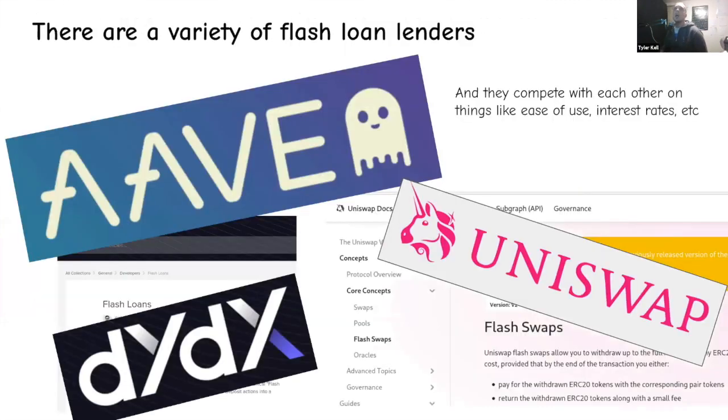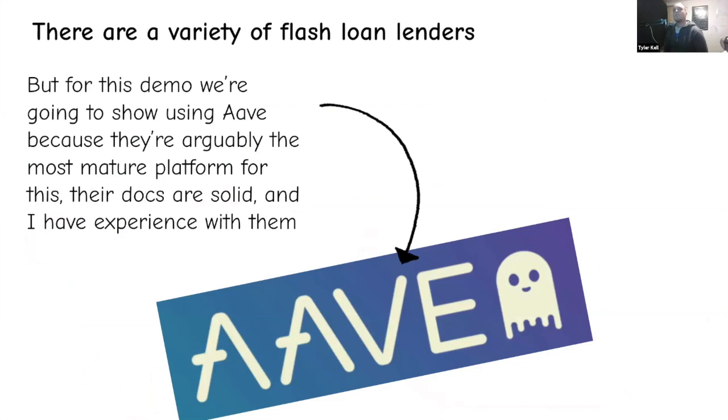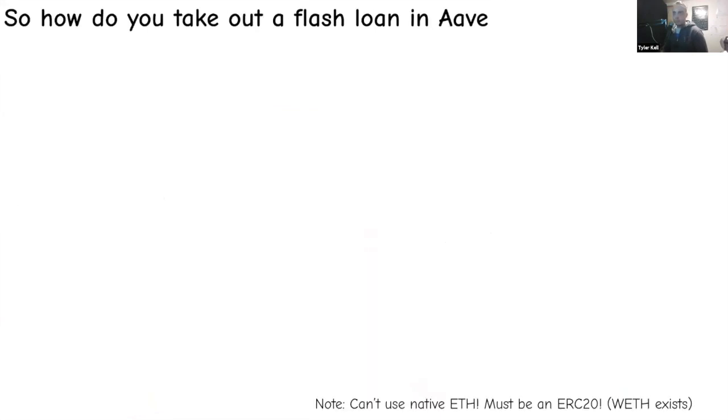How do we actually do it? So there are a variety of flash loan lenders, and they compete with each other on things like interest rates, etc. We're going to talk about Aave today because they are arguably the most mature platform. Their documentation is pretty good, and I've used them in the past.